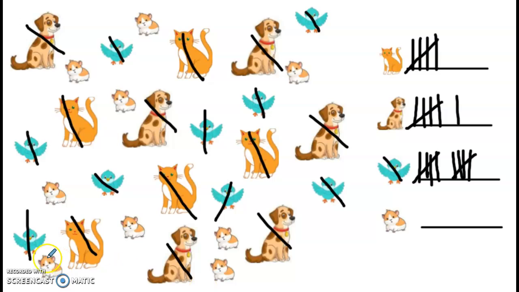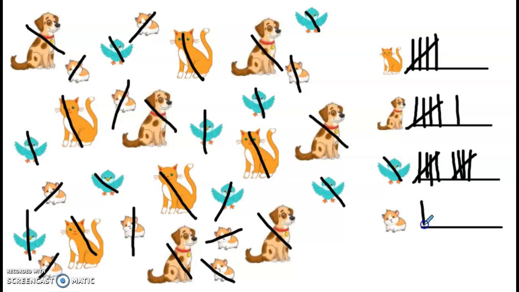Last of all is the hamster. I'm going to count how many hamsters I have. 1, 2, 3, 4, 5, 6, 7, 8, and 9. I believe I got them all, so here I go. 1, 2, 3, 4, 5, 6, 7, 8, and 9.